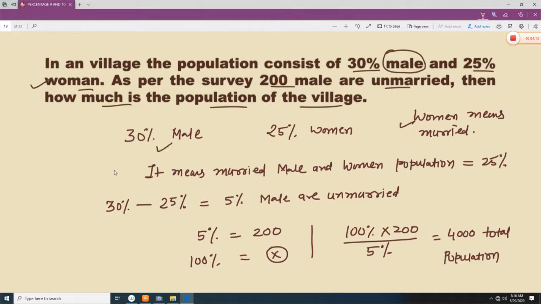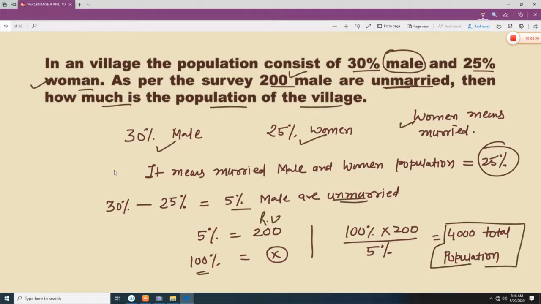So 30% male and 25% women. It means married male and women population is 25%. So 30 minus 25% means 5% males are unmarried, and here it is given as per the survey 200 males are unmarried. So 5%, the real value is 200. So 100% is how much? That is total is 4,000 is the population of the village.